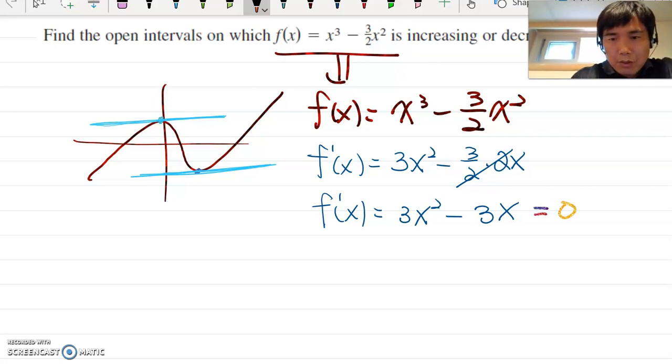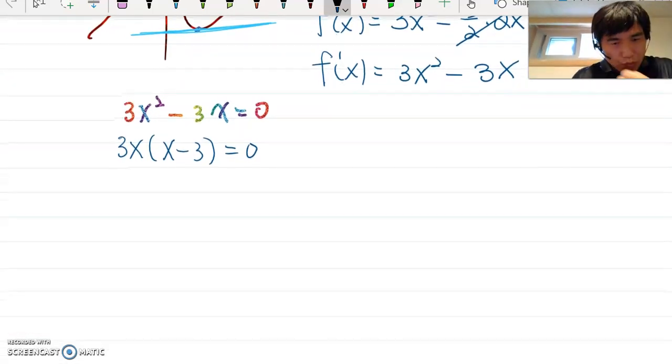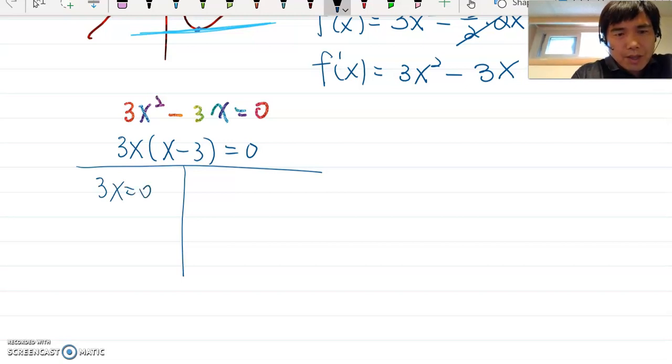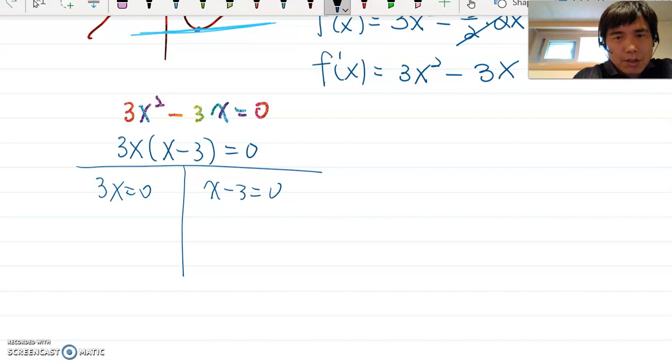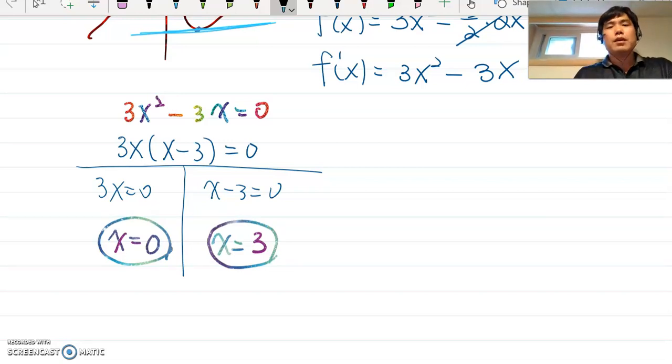Okay. So now we have an equation: 3x squared minus 3x equals 0. As you see, we have a common factor, which is 3x. So 3x times (x minus 3) equals 0. We did quadratic equations a lot in college algebra and intermediate algebra. So just set up 3x equals 0 and x minus 3 equals 0. Then you will get two x values, x equals 0 and x equals 3. Those are our critical values. Are you with me? Good.